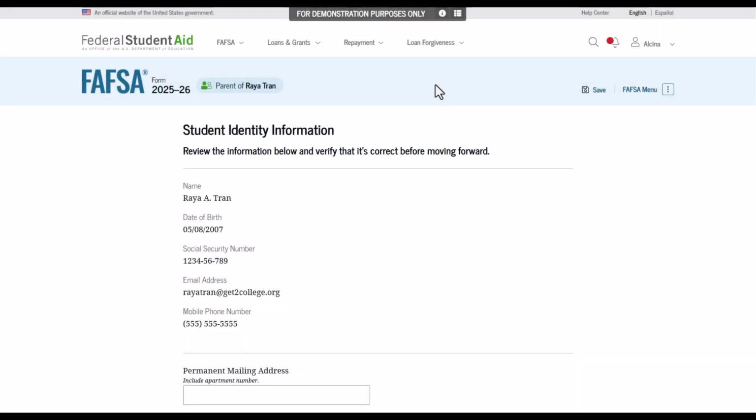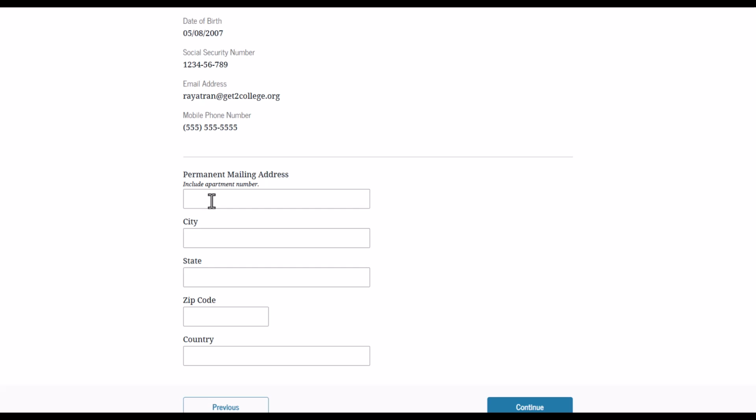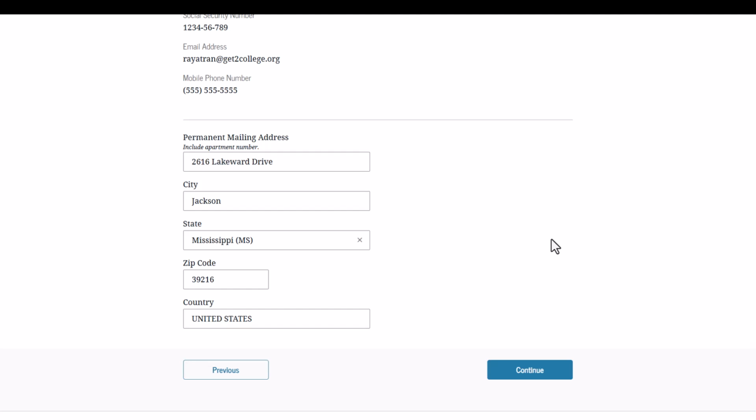From there, you will then enter the student identity information page, where you will need to review the information below and verify that it is correct before you move forward. You will also need to enter the student's permanent mailing address. Once you have entered that information, you can then continue with the form.